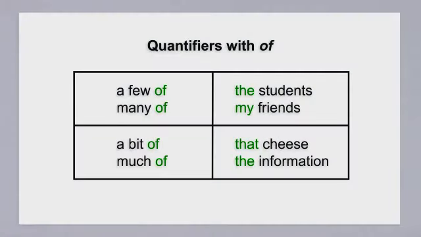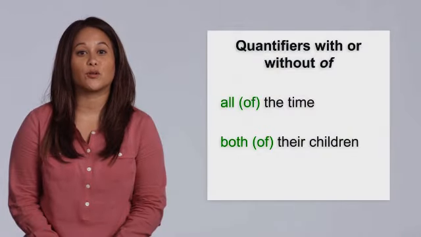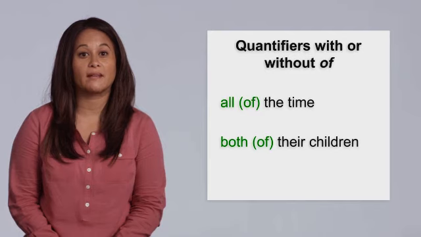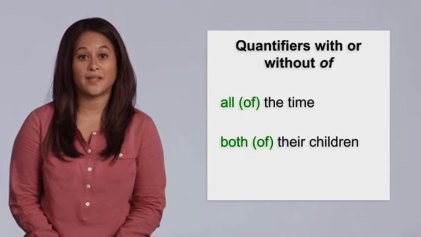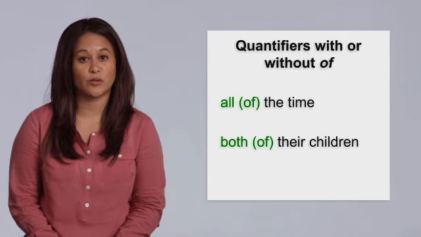When the noun has the before it, or my or that, we use of after the quantifier. For example, a few of the students, many of my friends, a bit of that cheese, much of the information. After all and both, you can omit of if you want to. For example, all of the time, all the time, both of their children, or both their children.